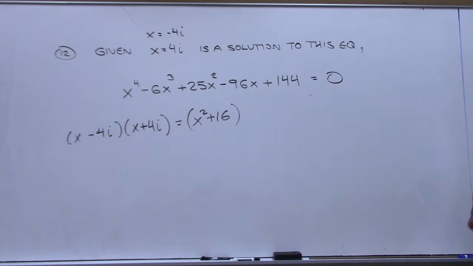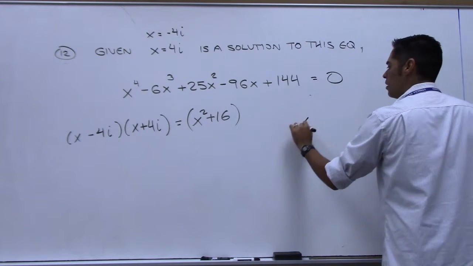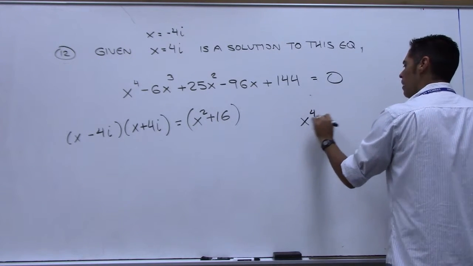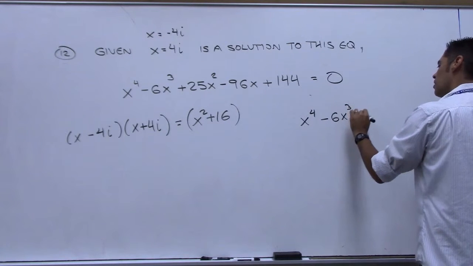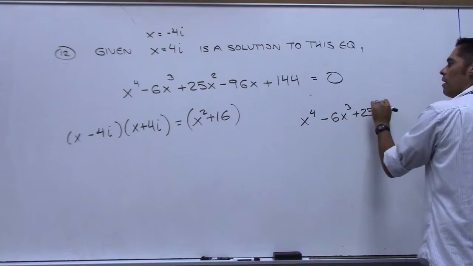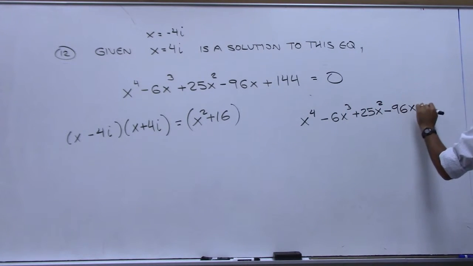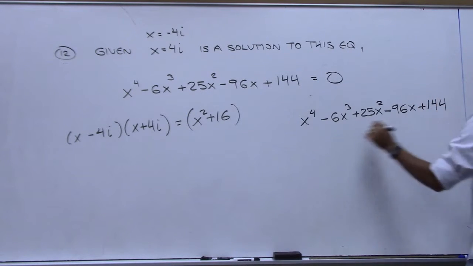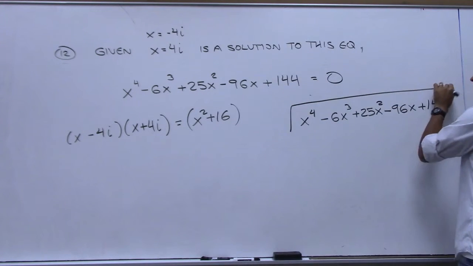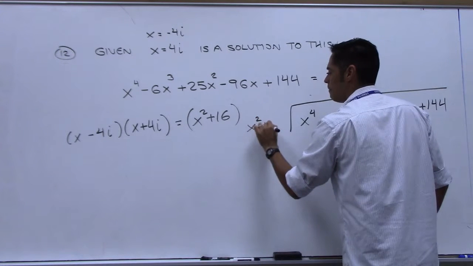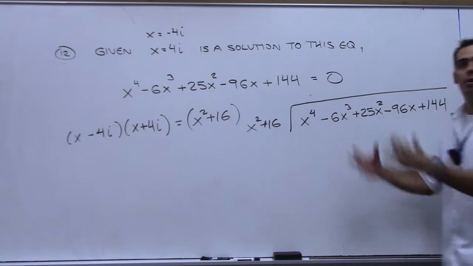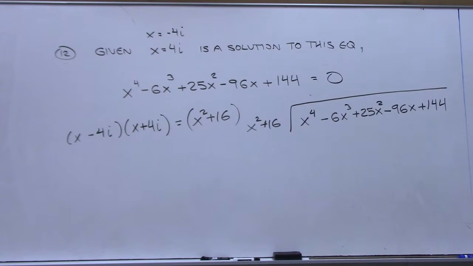Multiply together. And then if I take my original polynomial, x to the 4th minus 6x cubed plus 25x squared minus 96x plus 144, and I divide that by x squared plus 16, I should get the remaining part of how it factors. And this is called long division.